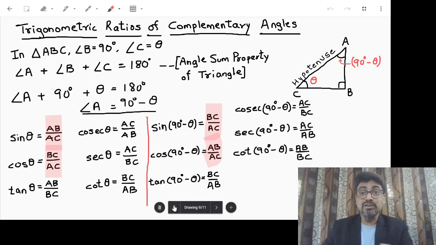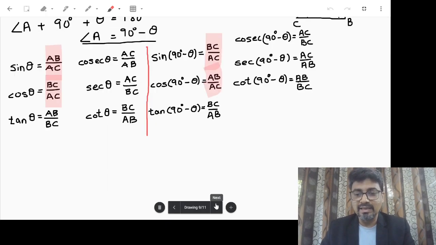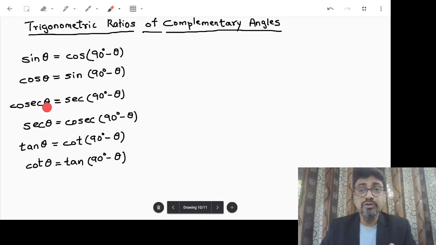Similarly, we can match the values of the trigonometric ratio of theta versus some other trigonometric ratio of 90 degree minus theta. If you keep matching the values, what you will get is this. You will get cosec theta is equal to sec 90 degree minus theta. Sec theta is equal to cosec 90 degree minus theta. Tan theta is equal to cot 90 degree minus theta. And cot theta is equal to tan 90 degree minus theta.